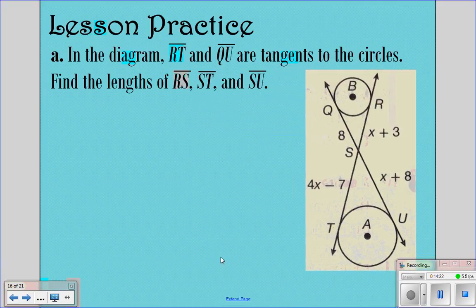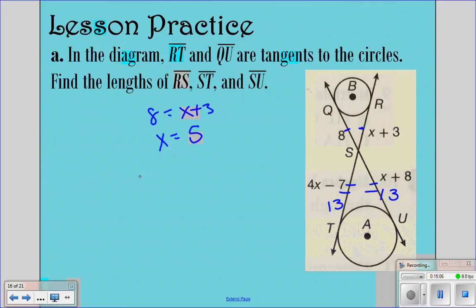So RT and QU are tangents, and we want to find the lengths of RS, TS, and SU. So since these are tangent, that means that this segment and this segment are equal to each other. So if this segment is 8 and this segment is x plus 3, that means that 8 equals x plus 3. And so that means our x value is 5. And then we can say x equals 5, plug them into these two segments, and we can figure out what they equal. So this one would be 13, and this one will also be 13.